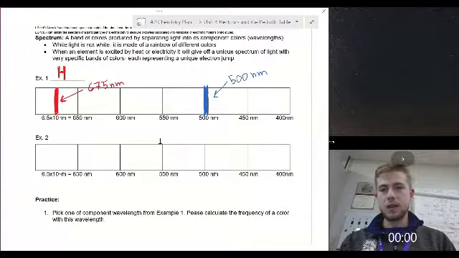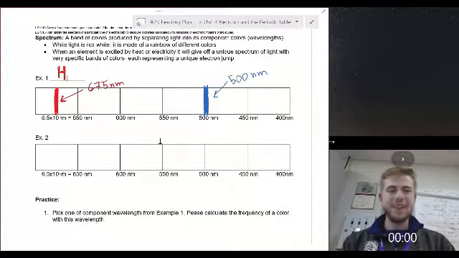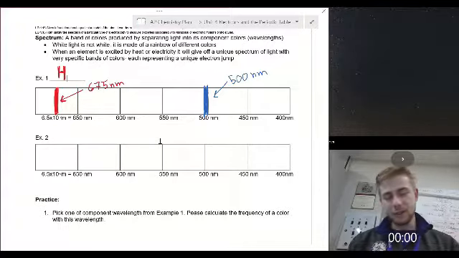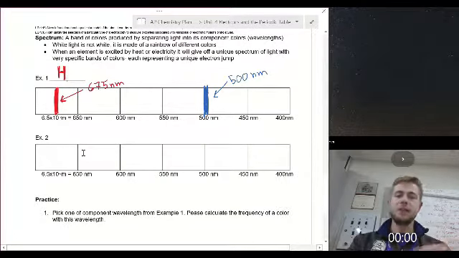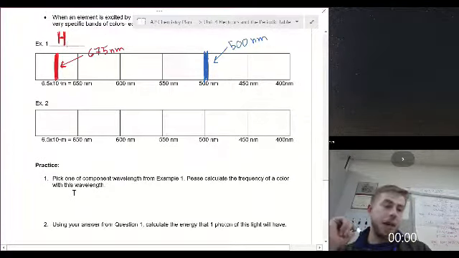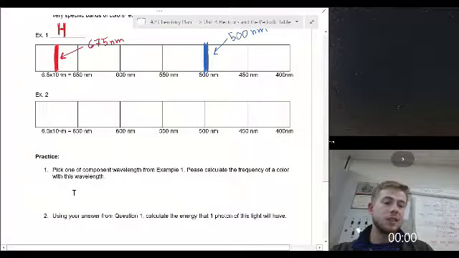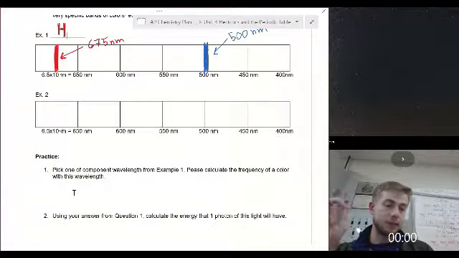Okay, welcome back. So hopefully you filled out a spectrum for a different emission, a different gas discharge tube, and so you'll have something there. But we're going to scroll down real quick and we're going to practice with the hydrogen spectrum. Okay, and when I say practice, what I mean is we're going to practice using the energy of a photon equation and the equation that relates wavelength to frequency.